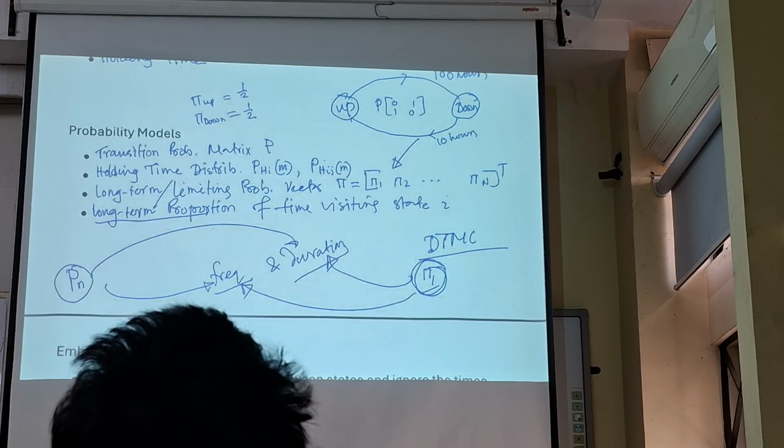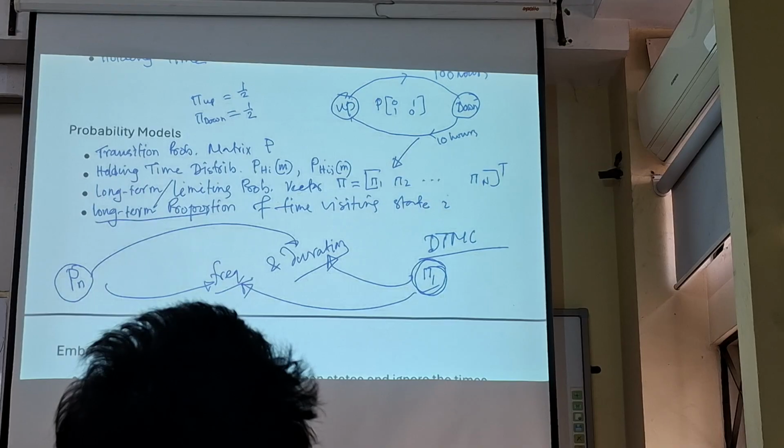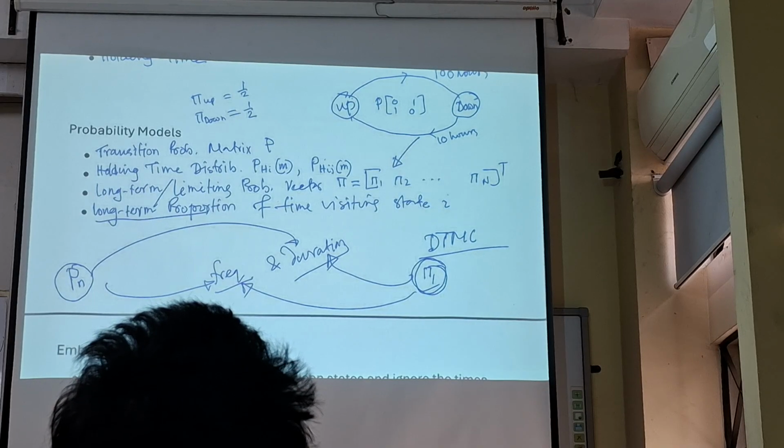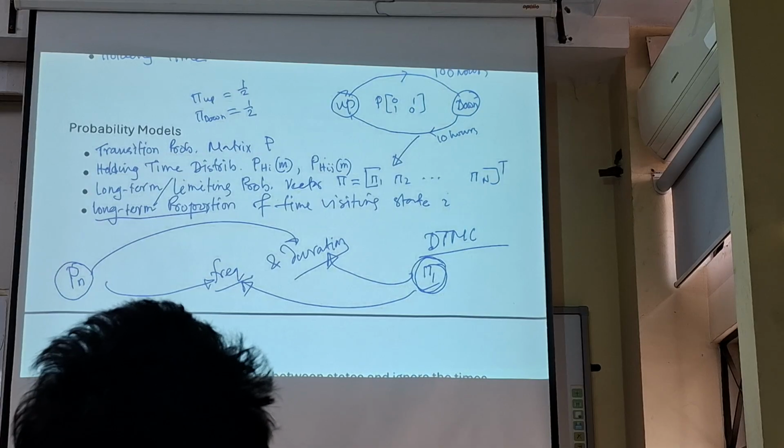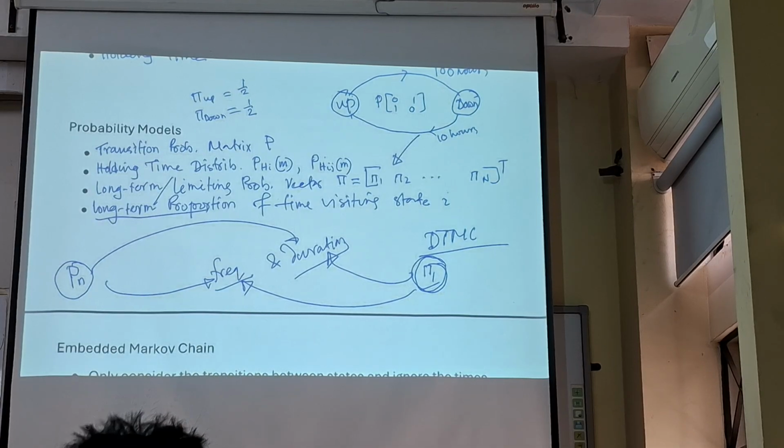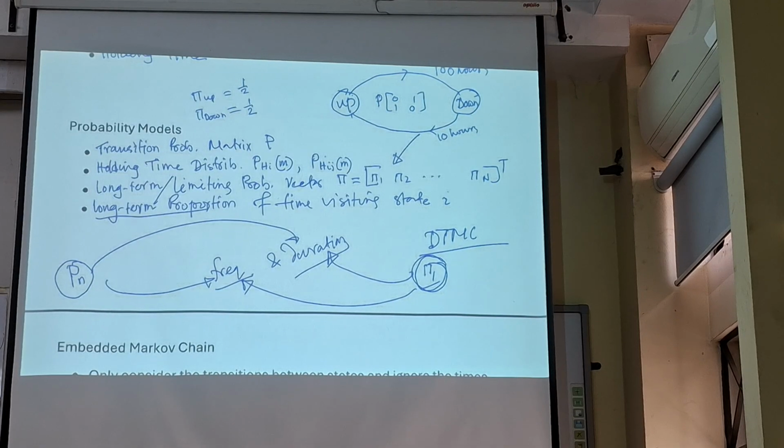Is this a doubly stochastic matrix? Rows sum to 1. So pi 1 is, pi 2 is. And actually it is rational. Why is it rational?